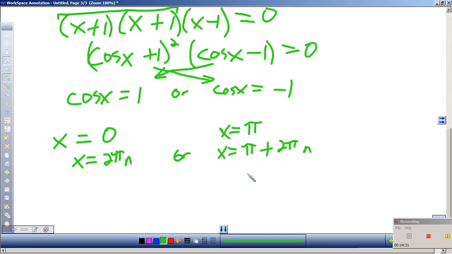Yeah, good. We're at 0, pi, 2 pi, 3 pi, 4 pi. So what would be a simpler version than putting both of these? Yeah, x equals pi n, and n is an integer.